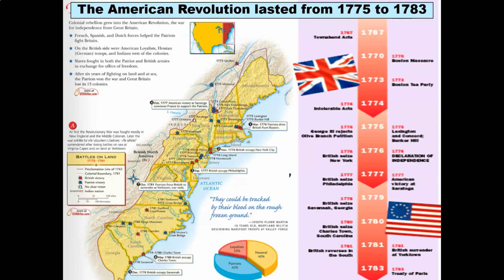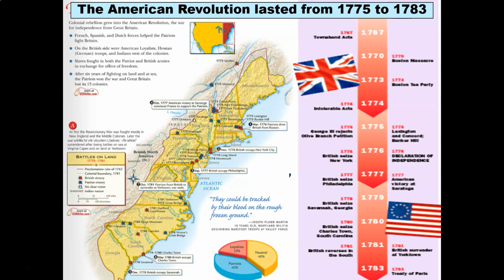Now, the American Revolution lasted from 1775 all the way to 1783. If you can see to the right, you see a timeline of how the events shaped from 1767 all the way to 1783. And you see also a map to the left of the presentation. You also see the battles that took place from 1775 all the way to 1781. You see there British victories. You also see there Patriot victories, and you also see unclear victories.